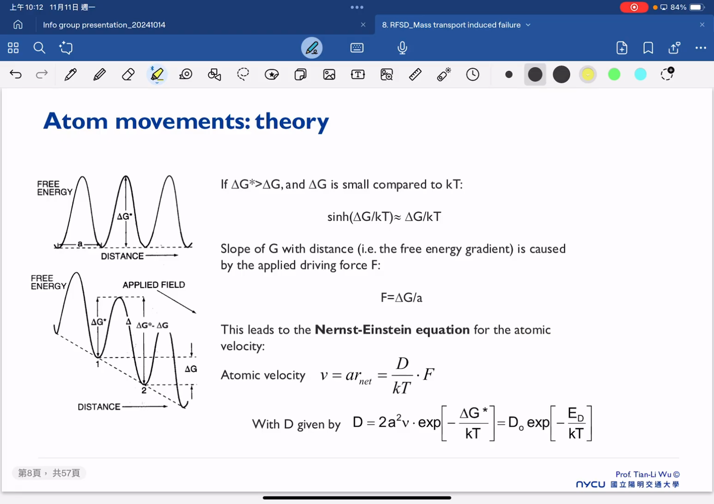And based on this, in the end, we can also get the equation that we call the Nernst-Einstein equation to try to estimate the atom velocity movement inside the material, where our velocity V is correlated to our driving force F, and D is a diffusion coefficient that's related to our D0. So D0 is related to our material property, exponential minus ED, that's the activation energy, over kT. So that's the basic equation that we use to understand the atom movements.